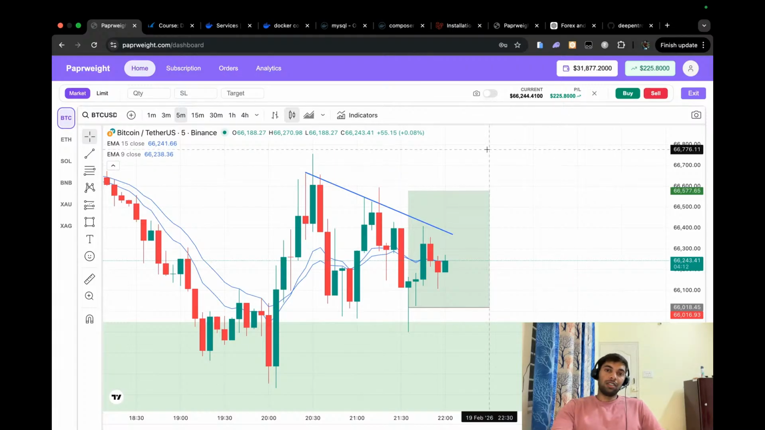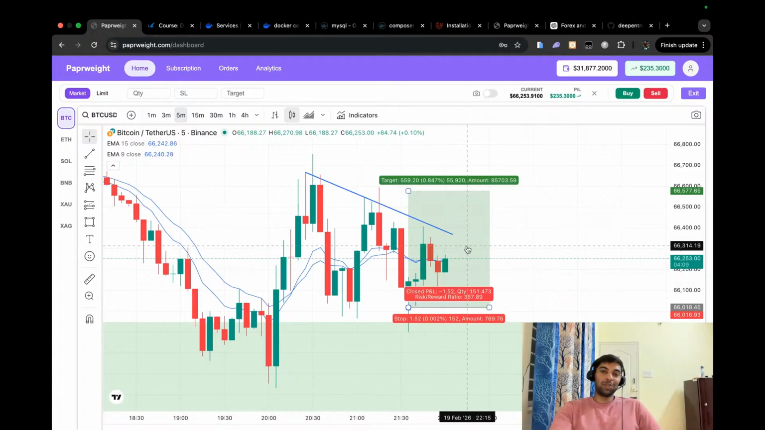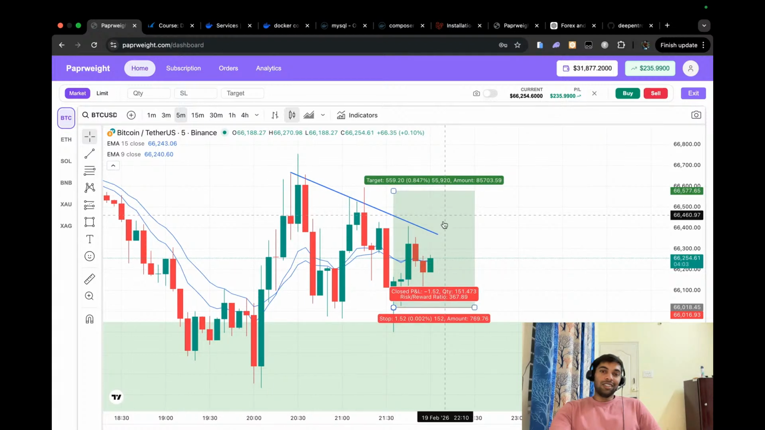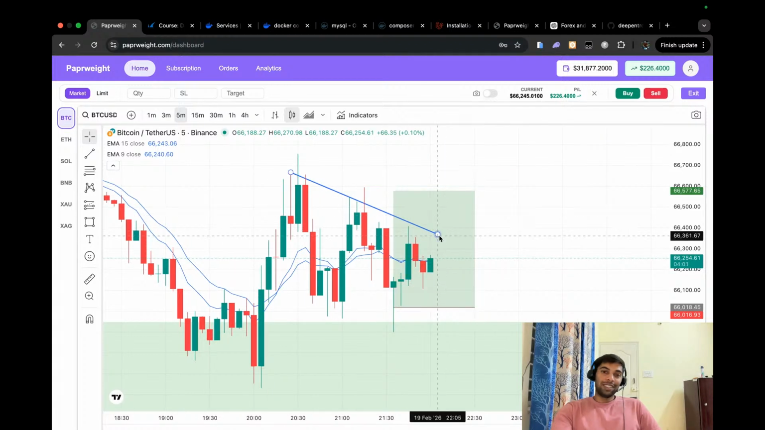There are sellers present at this area, 100%. There are so many sellers who have their positions, who have their stop losses at this area. They don't want buyers to escape this.